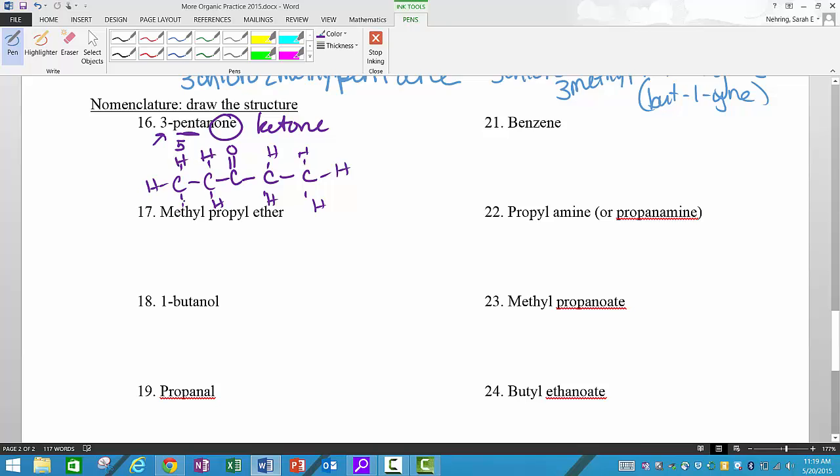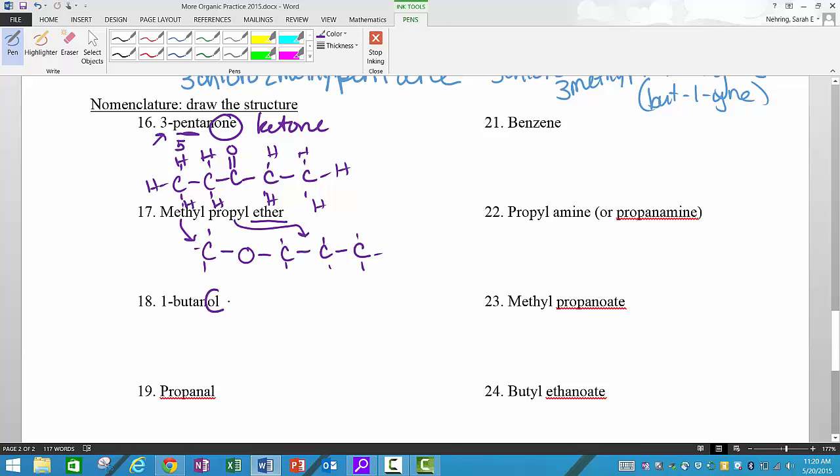Okay, so problem 17, it's an ether. Ether means I've got an O with carbons on either side, and it is methyl propyl ether. So that means one side just has a carbon, so I'm already done with that side. The other side is going to have 3 carbons because of that prop base name. So that's what methyl propyl ether looks like. Again, we're assuming there's hydrogens coming off of all these carbons.